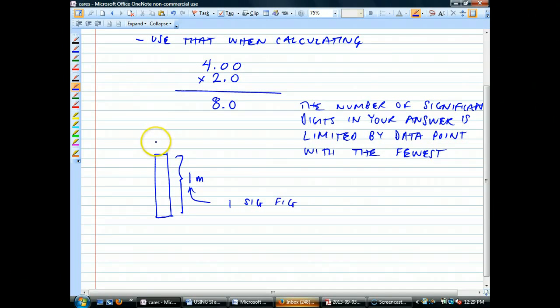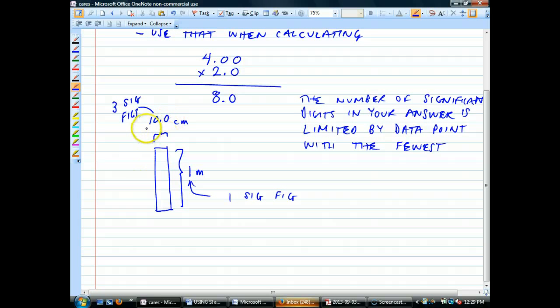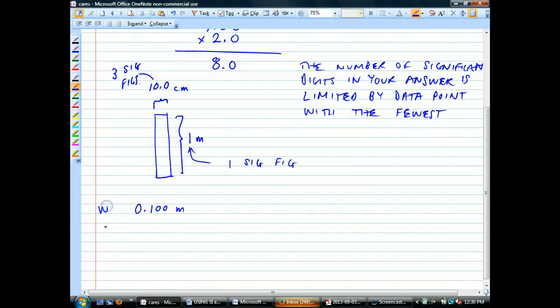And then let's say I use a different thing, like a 30 centimeter ruler, to measure the width, and I say that this is 10.0 centimeters, which has 3 sig figs. Now, the first thing I'm going to do is express my width in terms of meters. It's 1/10 of a meter. That's my width. And then the length is 1 meter. It's got 3 sig figs, and 1 sig fig.